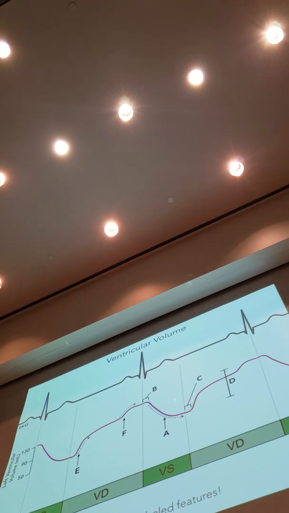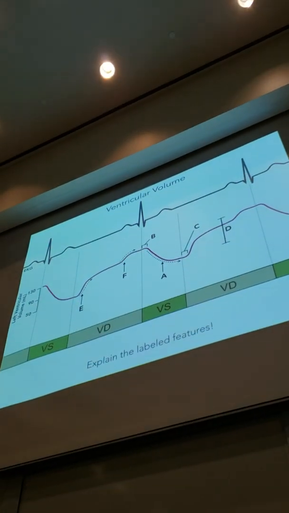A. Let's start with A. What's happening at A? Contraction. Ventricular ejection. How do you know that? Blood is leaving the ventricle, right? The blood volume is going down, so therefore we must be in ventricular ejection. Okay.